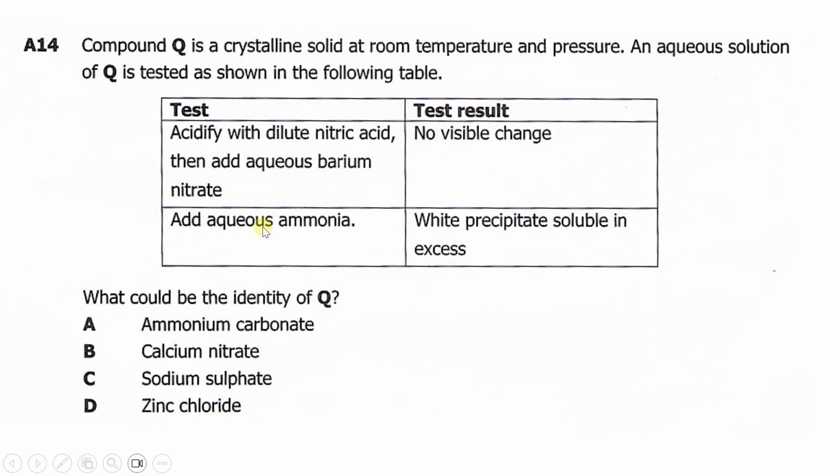What happened? Add aqueous ammonia. So to this same one, they added aqueous ammonia. Test results, they saw a white precipitate soluble in excess. So a white precipitate was seen, and it was soluble in excess. Then the question says, what could be the identity of Q here?